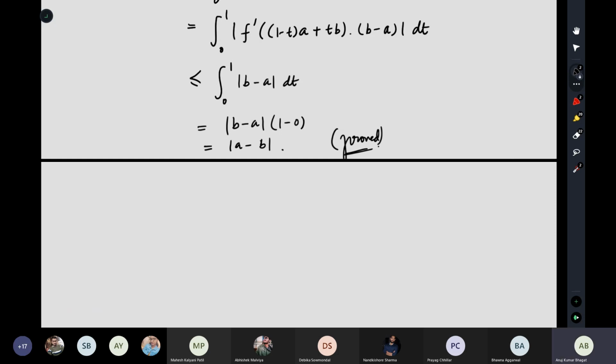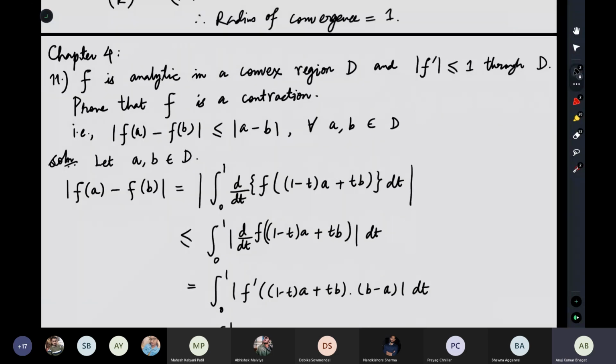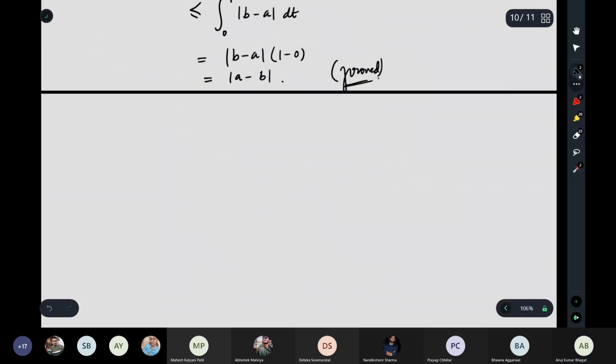So we have used all the information in the question. D is a convex set, f is analytic, derivative is bounded by 1. So using all this information, we are done. And I'll just take one more question from Conway, again asked by some student. I'll very quickly do this sum. I could not cover some of your doubts, so maybe I'll send you the solutions later on.